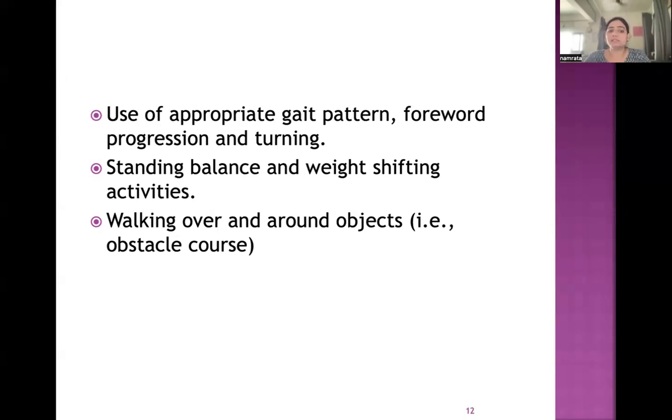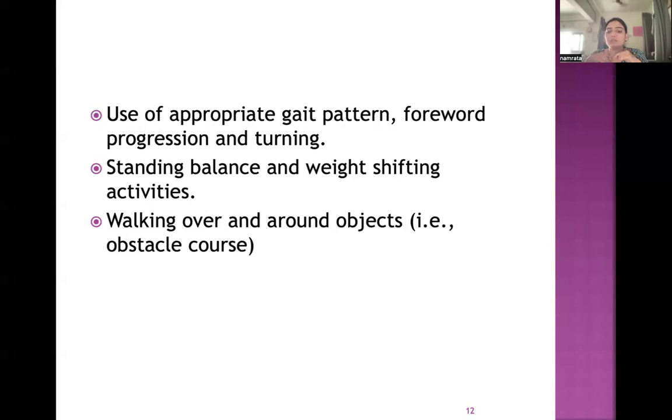Then standing balance and weight shifting activities. So before starting to walk, patient has to do weight shifting. So on both the legs, patient will shift weight. So shifting weight will make them aware about the position of the pelvis. Then both the limbs can take up the weight of his or her body, and it will make walking easier. So weight shifting activities in the standing.